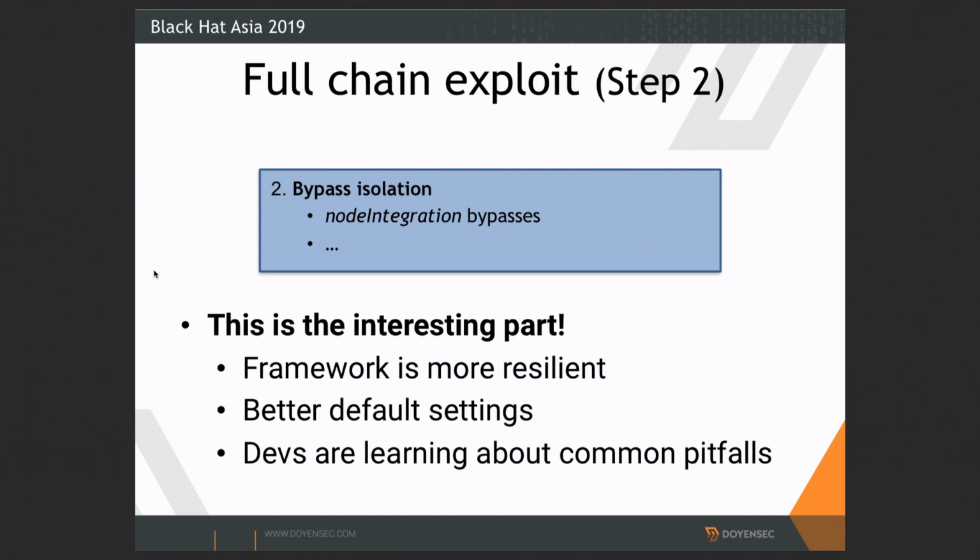And there are a few aspects on why this is interesting. The framework is getting better, at least better than it was 2 years ago when we presented the first research on Electron. There are better default settings. And also people are just learning what the common mistakes are and how to prevent them. So it's less likely, if you take a top app, that it will have the basic mistake of, for example, not enabling node integration.